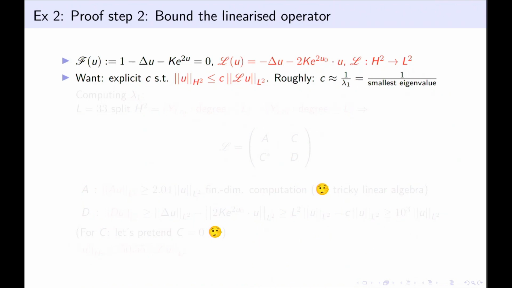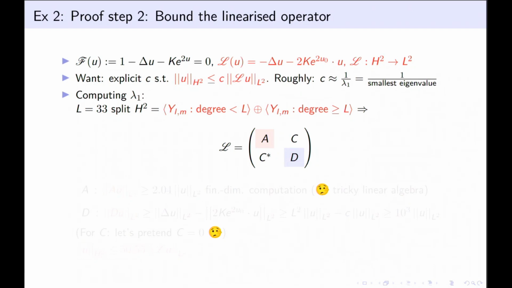So there's something I sweep under the rug here. But going from the smallest eigenvalue to this constant C here is pretty straightforward. So I won't talk about it, but I will talk about it in a bit more detail, how to get this smallest eigenvalue. And there are two approaches you could take, and I'll tell you about one of them. The one that worked well in this case is that you split your function space on which you work into two parts, into a low degree part and a high degree part.